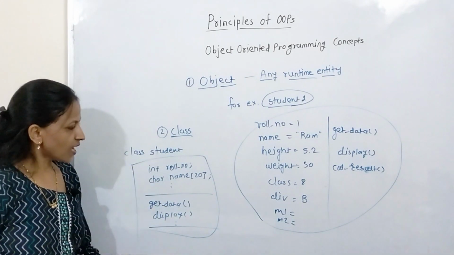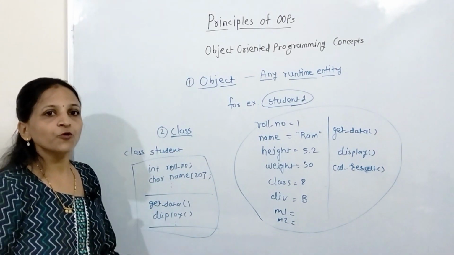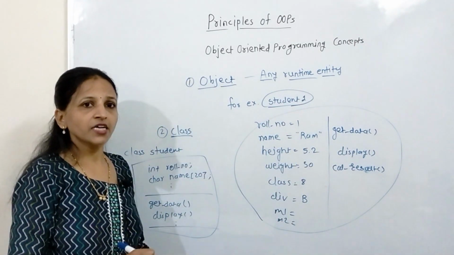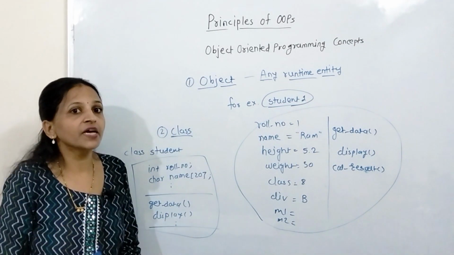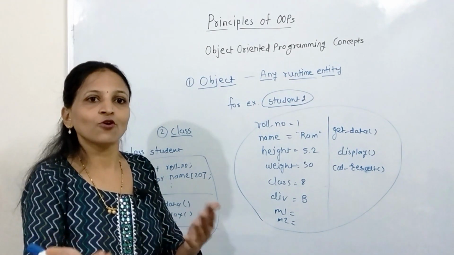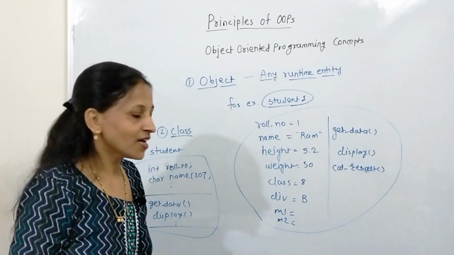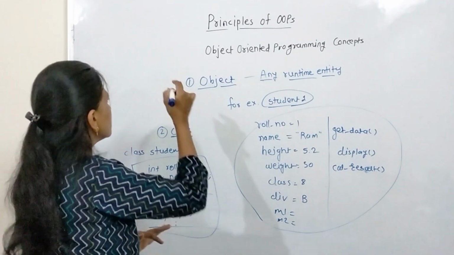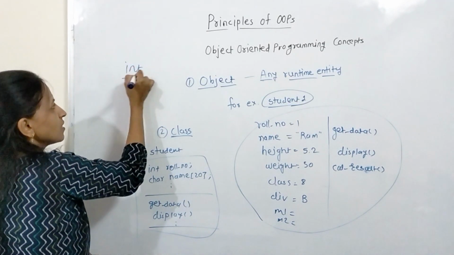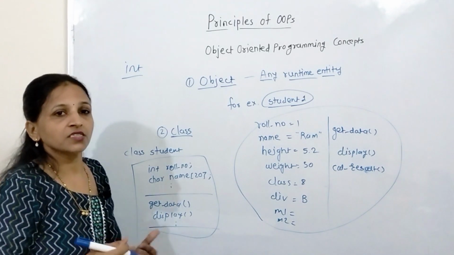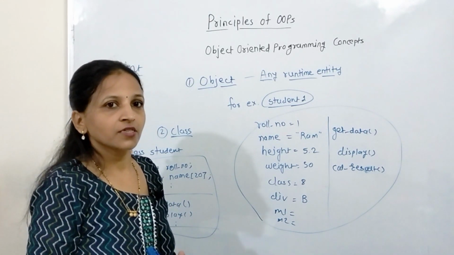See, this student class is just a blueprint to represent object. It is just a blueprint. Means we are just creating the template, okay, and that template you can use to create object. Getting? Now see, we know integer is a built-in data type. Int is provided by the language itself. We can use that integer data type to create any number of instances of that integer.